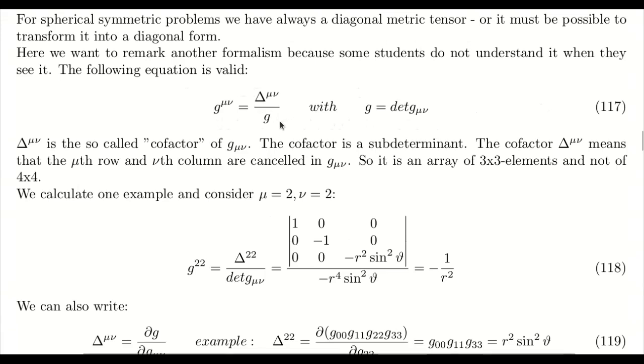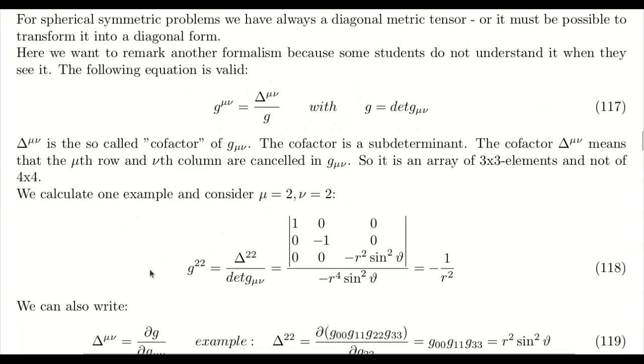That's very important. And delta is the so-called cofactor. It is a subdeterminant. And that means we have the covariant metric tensor and we have to cancel the nth row and the nth column. Okay, then we look at an example. We make a calculation with the indices 2 and 2. Mu is 2 and nu is 2 as well.